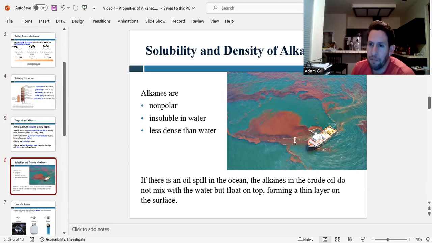And it doesn't mix with water because it's nonpolar. So it doesn't just blend in with the ocean. It just sits there in a puddle on top of the ocean, which kind of makes it a nightmare to try and clean up. And it's highly flammable. So oil spills sometimes catch on fire. So then you got this burning puddle of fire on top of the ocean. It's just a disaster. So oil spills are really bad for the environment, and they're really difficult to deal with.